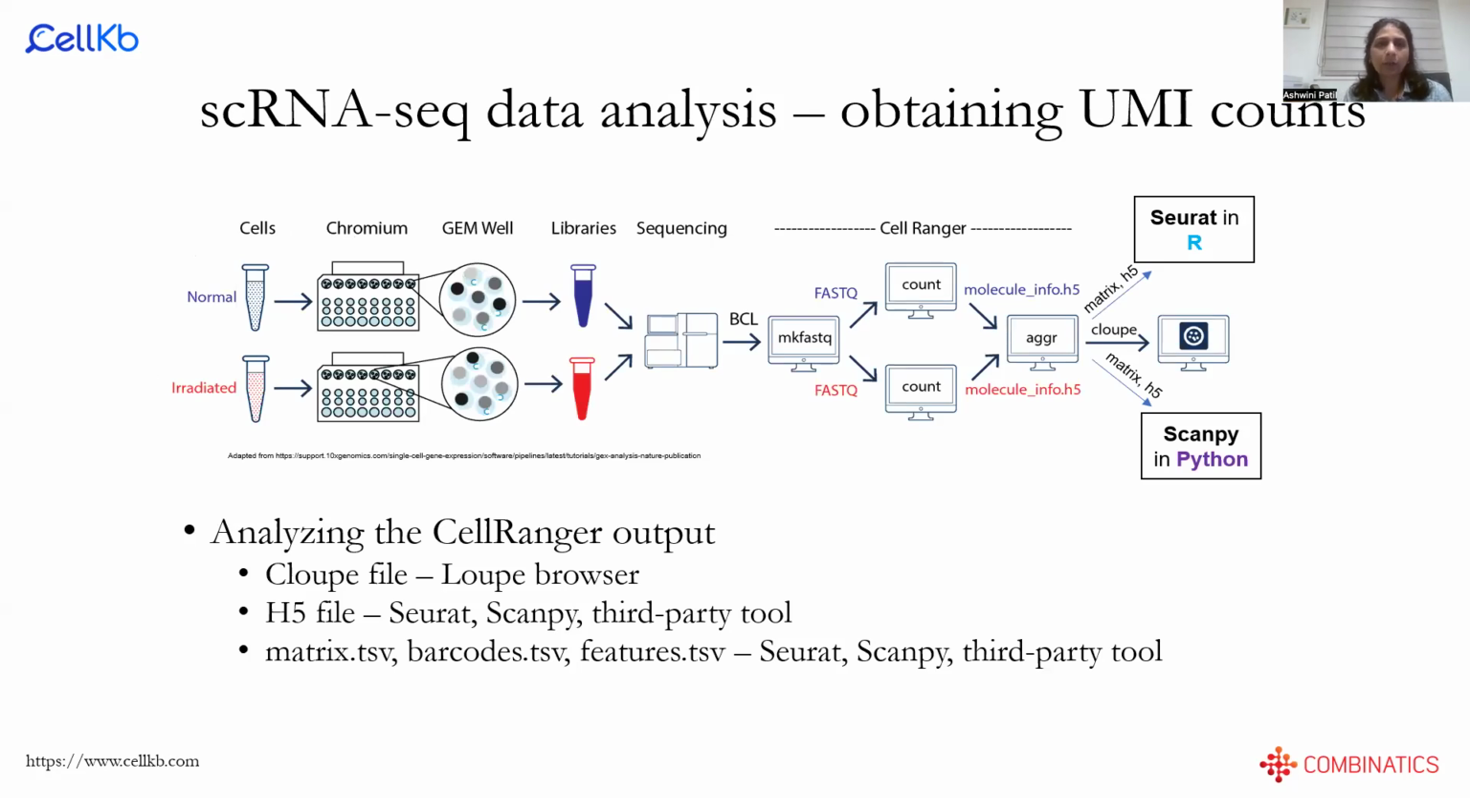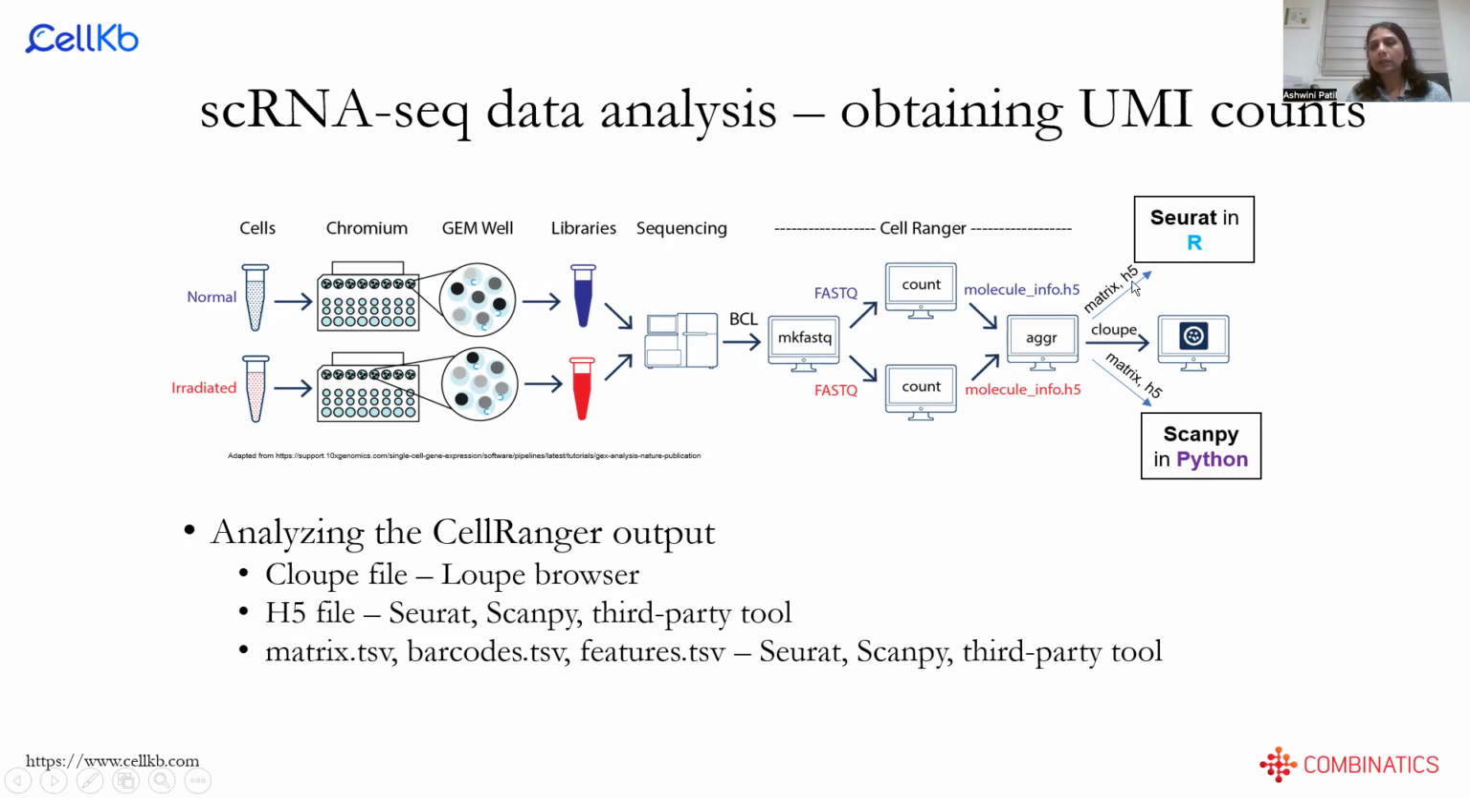The first step for any single cell RNA-seq data analysis is basically obtaining the UMI counts, right? So once we sequence the data, run FastQ, map the data and generate the counts using Cell Ranger if you are doing single cell, or Space Ranger if you're running spatial RNA-seq. You generate the counts, and the counts are usually obtained in the form of an H5 file, or you get these three files from Cell Ranger: the matrix, the list of cells, and the list of genes.